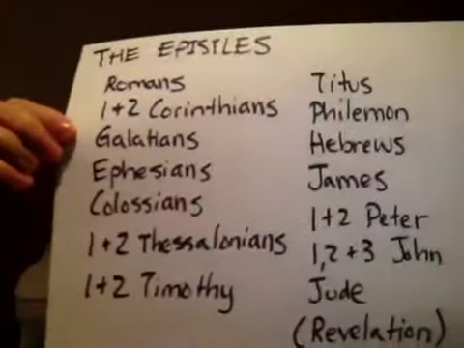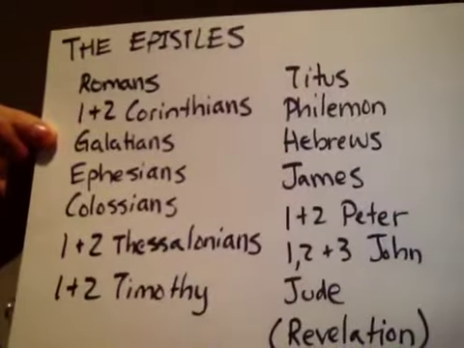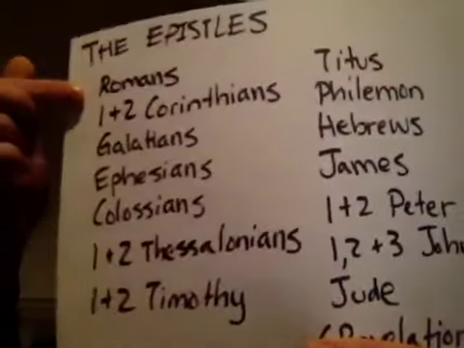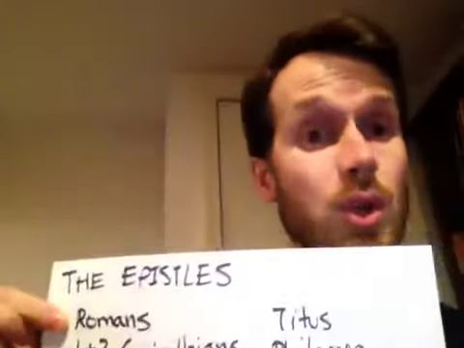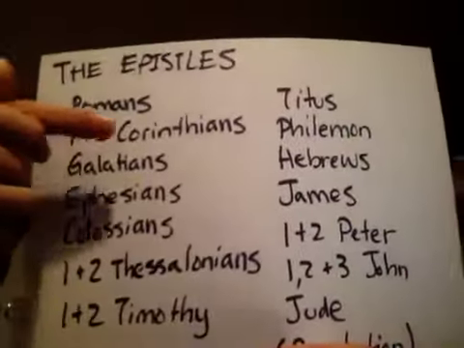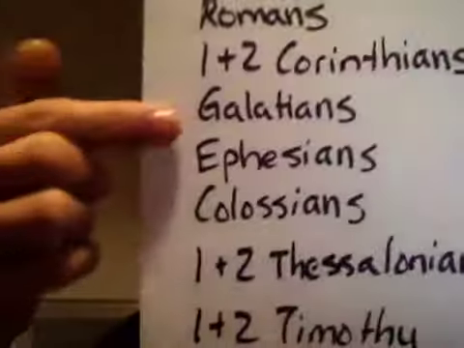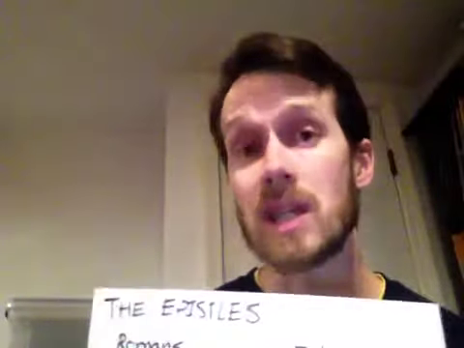Then the epistles, and that's just a kind of a fancy word for letters. So all of these books, like the book of Romans was a letter written to the Romans. The books of 1st and 2nd Corinthians were written to the people of Corinth who lived there. The book of Galatians was written to the people who lived in Galatia.